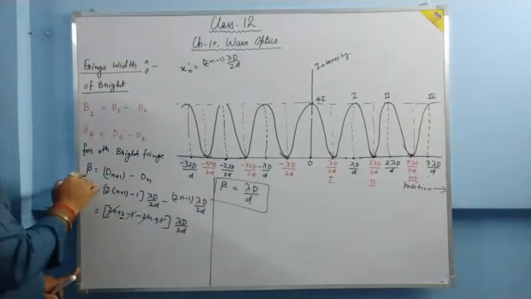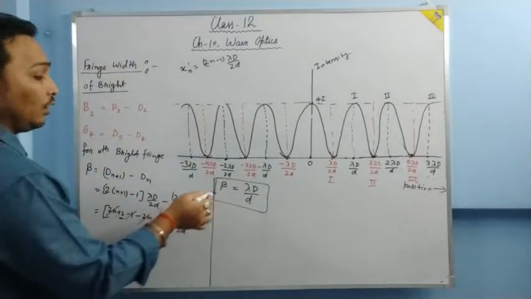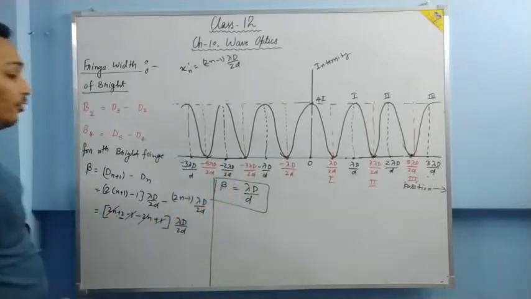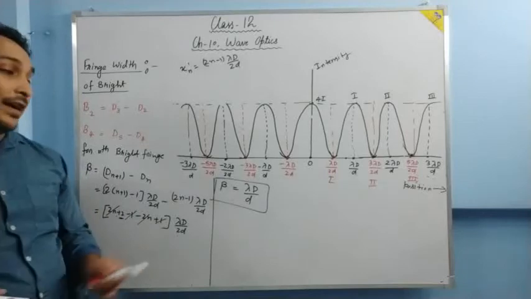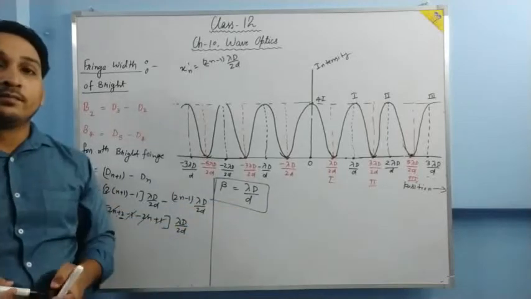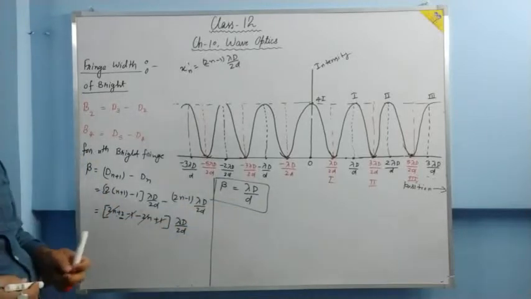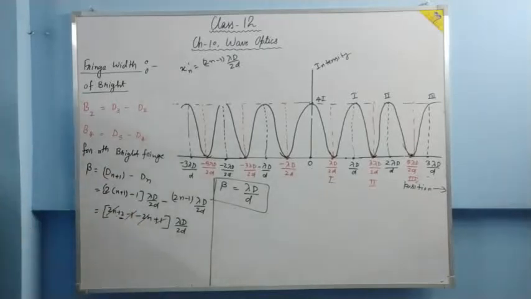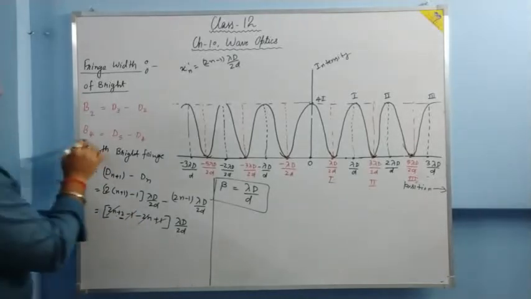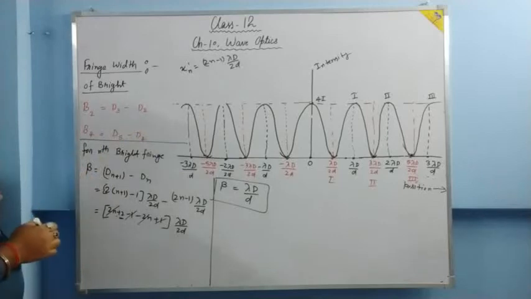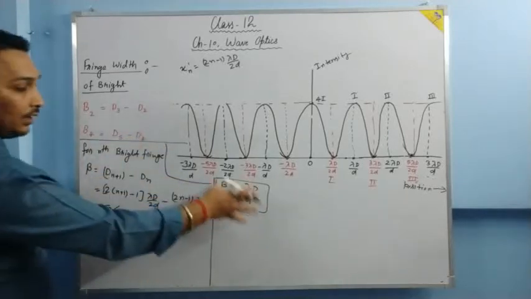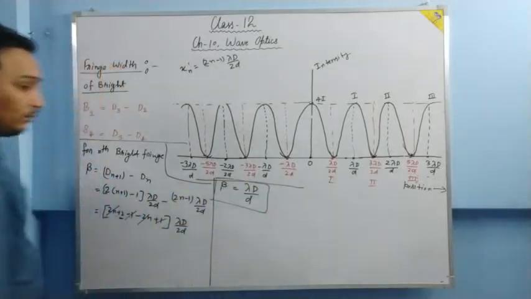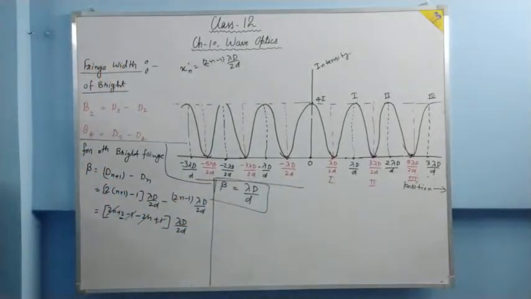Why have I not written n over here? Because I knew that it is not going to be dependent on n. For any bright fringe, the fringe width remains the same, and it will be equal to lambda D by d only. Is it clear? You have to pause this and note this down from here. The earlier part was there to understand the pattern only. Okay? You have to note it down this way.